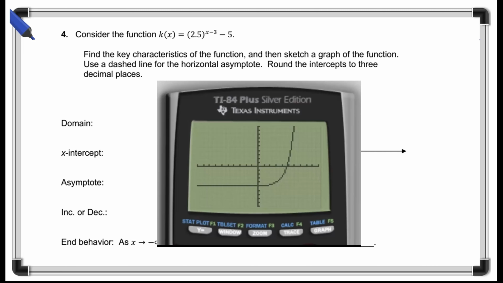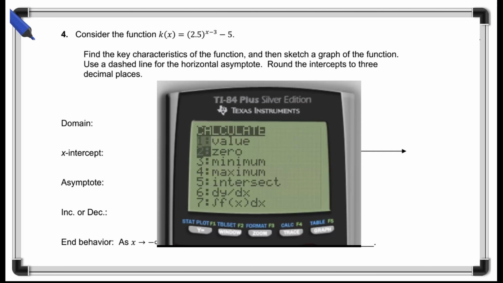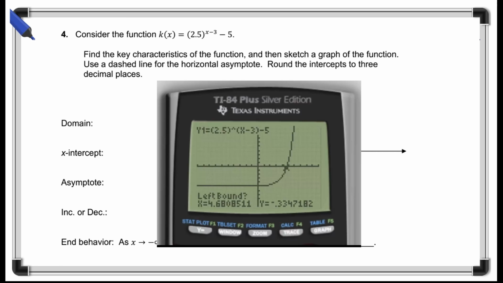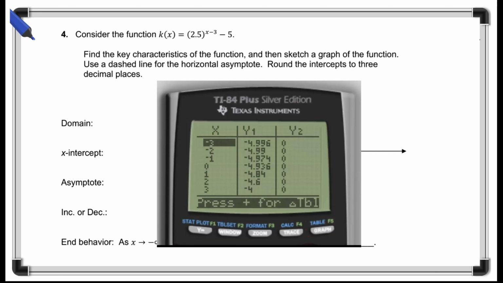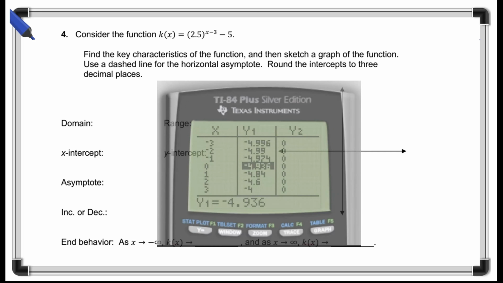The other way that you can do this is you can go to second trace, and you can click on zero. And then you have to sort of approximate where your x-intercept is. You can go a little bit left bound, to the left of that x-intercept, or go to the right, a little bit above your x-intercept, press enter, and then enter again. It will give you the same x-intercept. Now, in order to find your y-intercept, we're going to go to our table. So second graph, and when my x is 0, that's going to be my y-intercept.